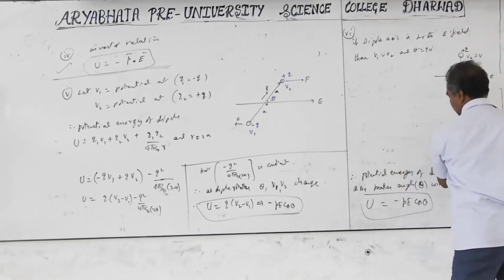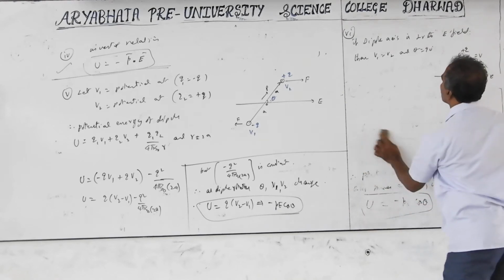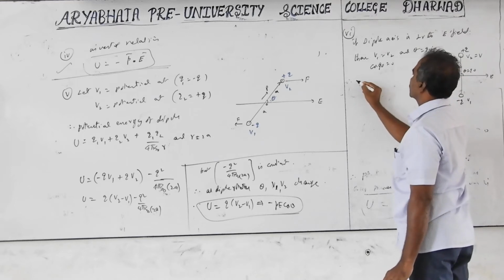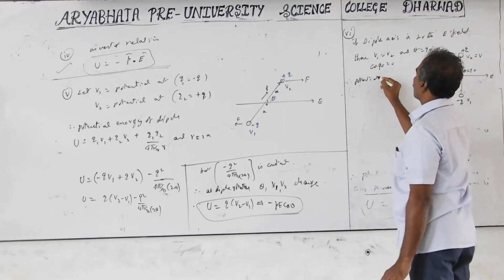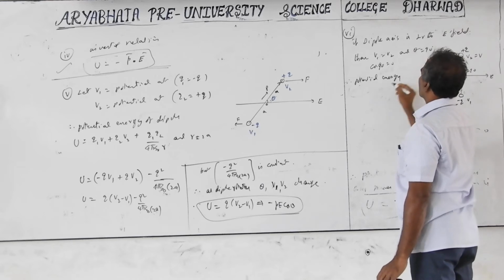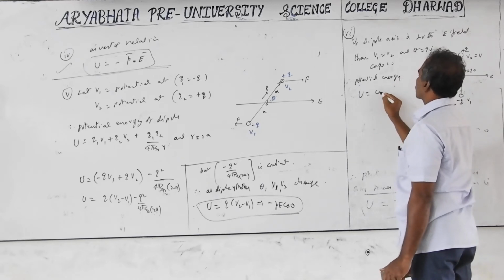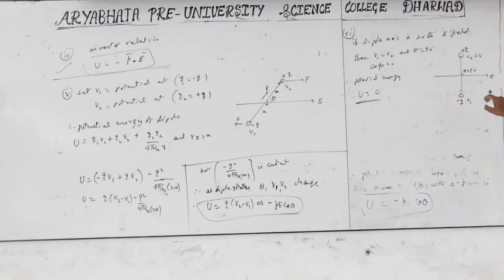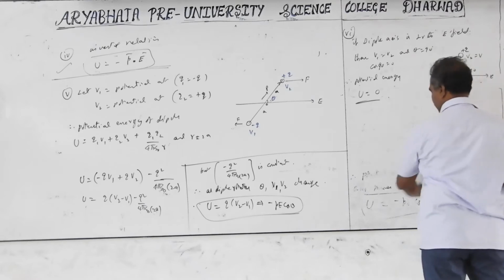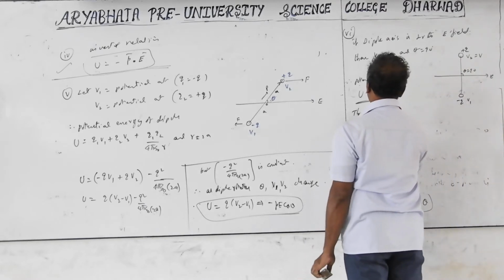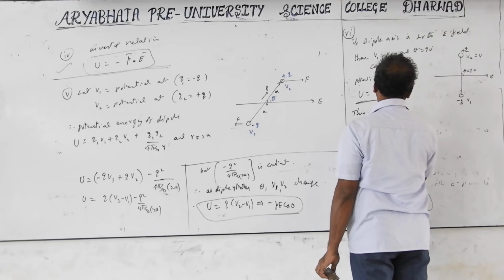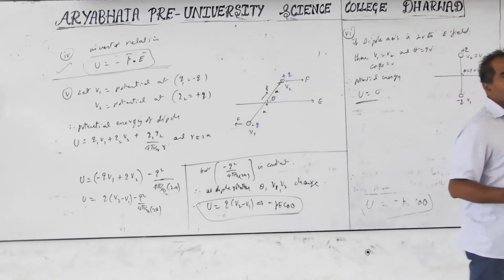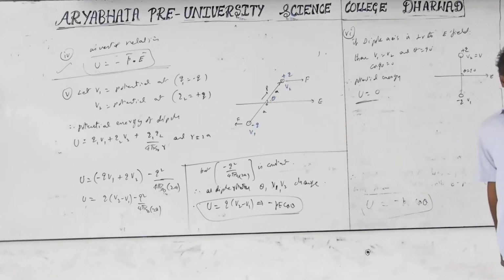Theta equal to 90. When theta is 90, cos theta becomes equal to 0. Therefore, potential energy U equals 0 at theta equal to 90 degrees. Potential energy is 0, and this is taken as the initial condition, the initial position. This is taken as the initial position to derive the expression for the potential energy.